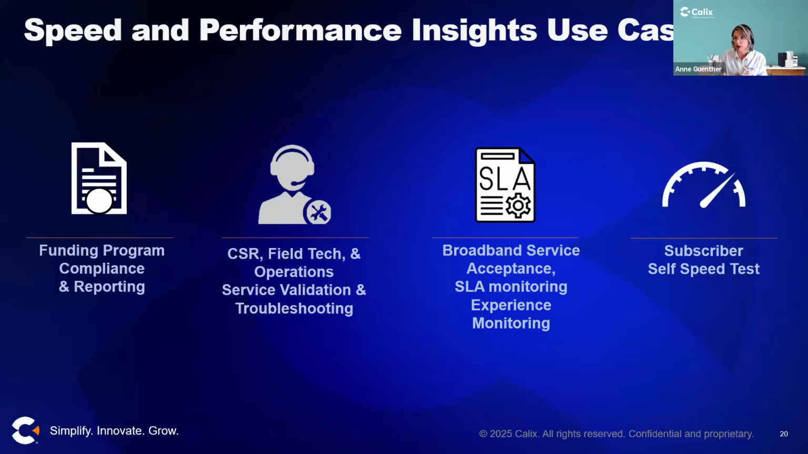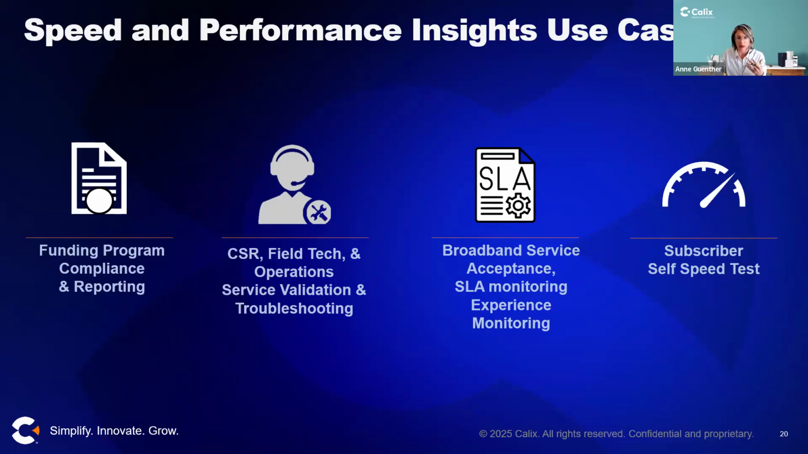And I'm going to very quickly double click on a couple of the use cases here. So obviously for today's focus, it is the funding program compliance and reporting, right? This is to ensure that you can validate that service performance for the program obligations, right? Another great example here is again coming back to the CSR, the ops and the field techs. They can leverage the same speed testing framework to validate installations, right? Or to troubleshoot, like testing and doing diagnostics to isolate a network issue. Okay, so some great use cases there for you.